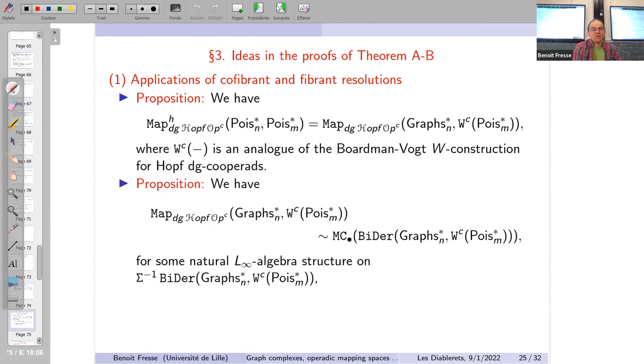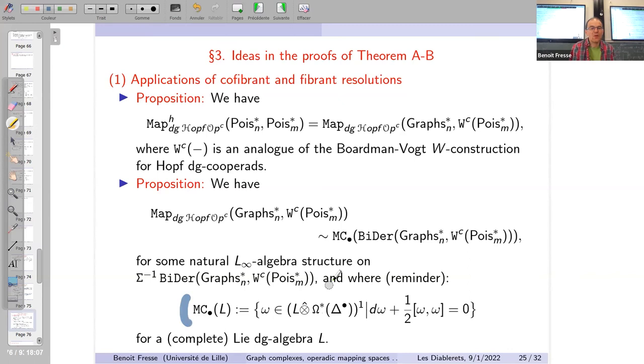Now we want to compute this space of maps, the underived one. The first reduction is that this space of maps can be described as a Maurer-Cartan space associated to an L-infinity algebra of biderivations from the graph model of the n-Poisson corpora towards this Boardman-Vogt resolution. This comes from a general statement, so it gives you a first reduction. Next, here is just a reminder of the definition of the Maurer-Cartan space.